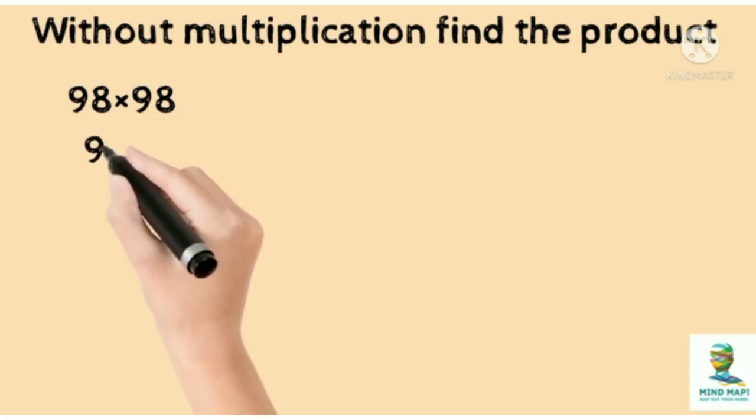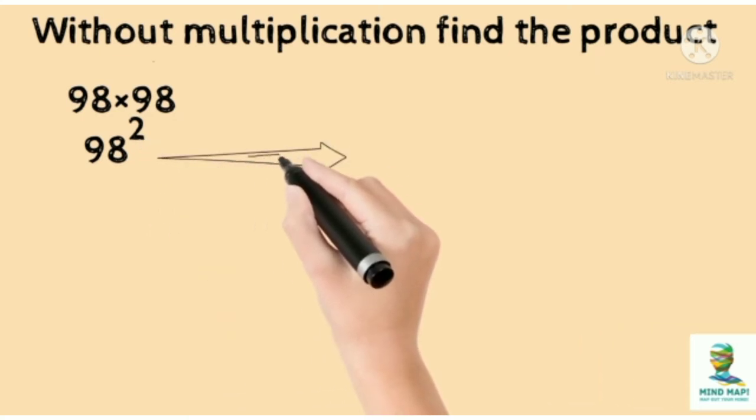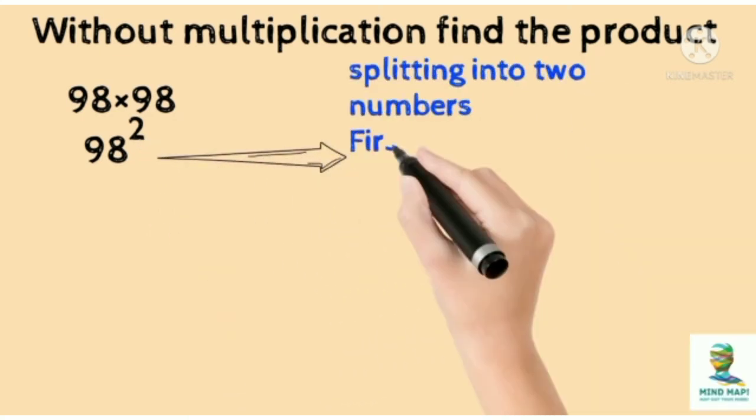So I have the first question, 98 into 98, which can be written as 98 square. Next, the first and important step is splitting the numbers.